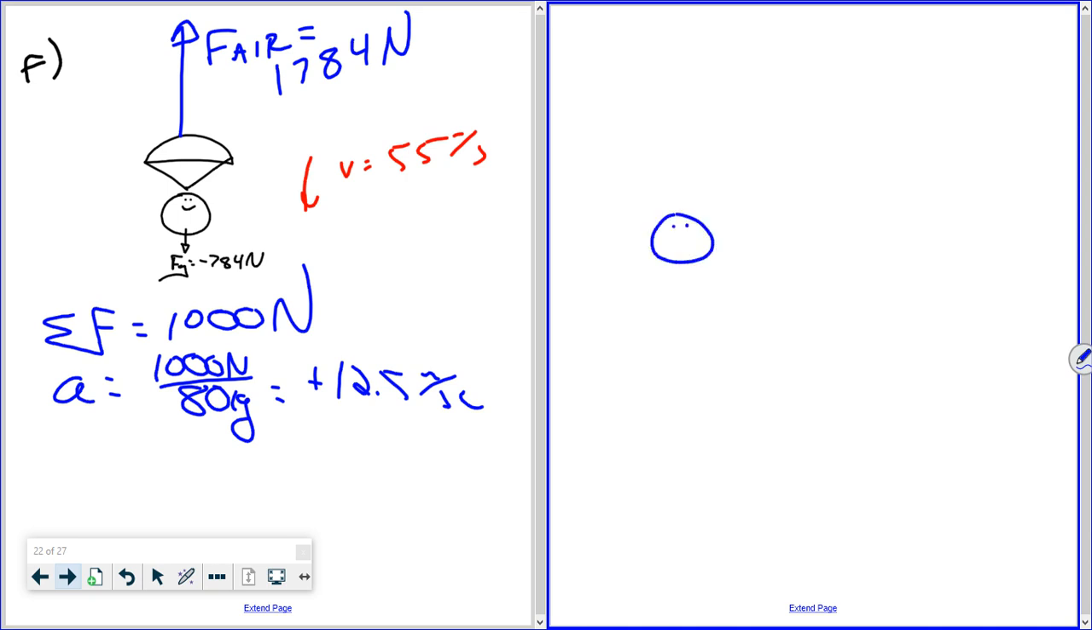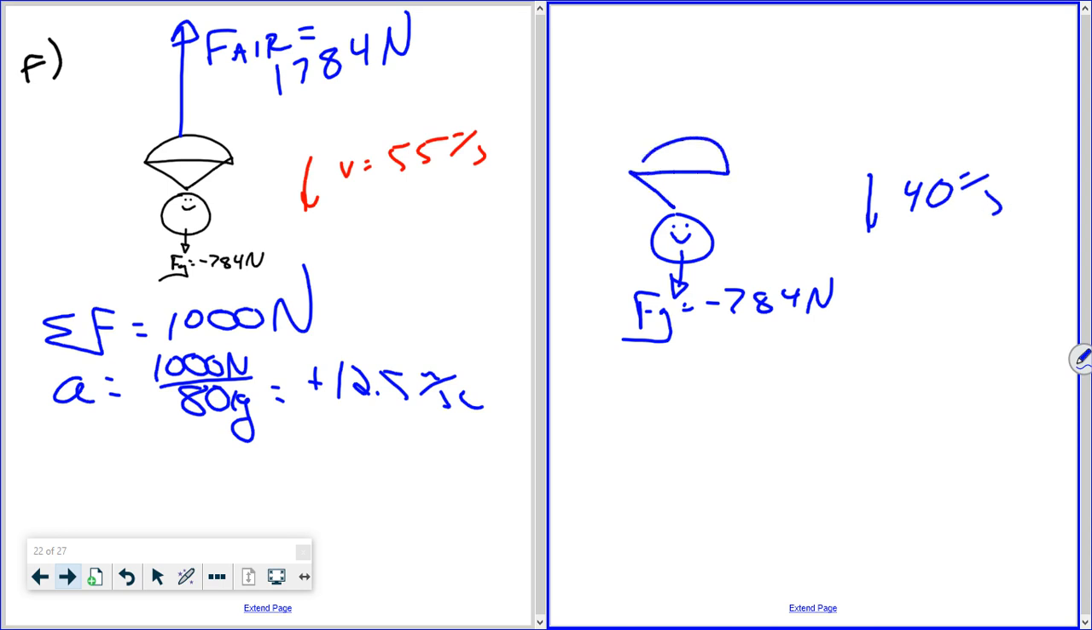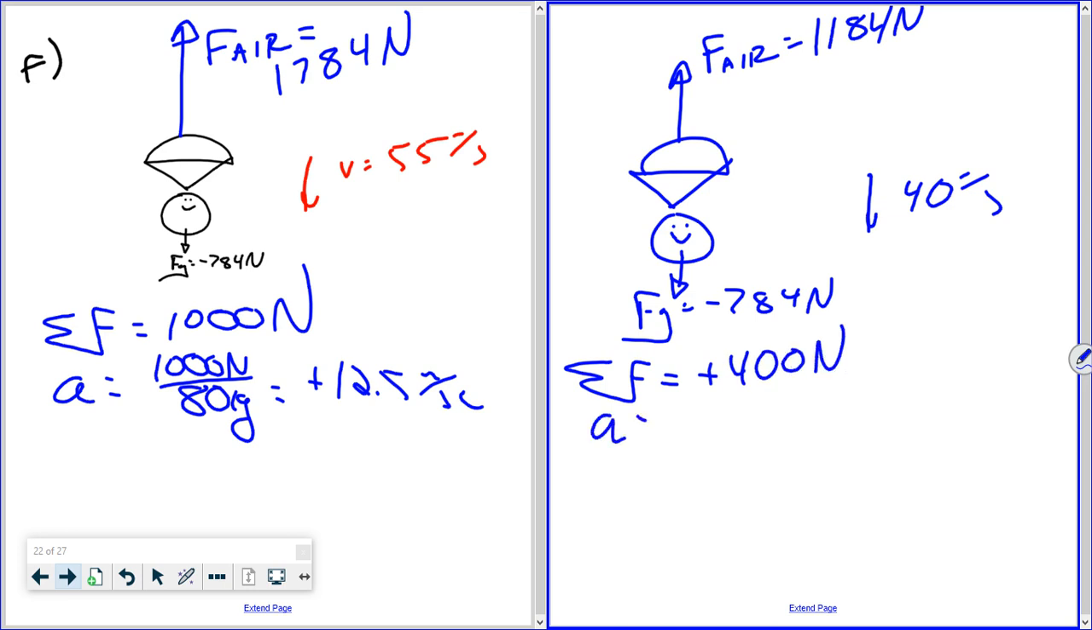So here he is again. Oh, we're still doing blue apparently. Force of gravity is still negative 784, but now he's moving slower. So now maybe he's going at, I don't know, 40 meters a second. His parachute's still open though. So what's the parachute doing? Still pushing him up with a force of, I don't know, let's say 1184 newtons or whatever. You guys see what's happening? Right? So this makes the net force positive 400 newtons, which makes the acceleration positive 5 meters a second squared. He's still going to slow down again, right?